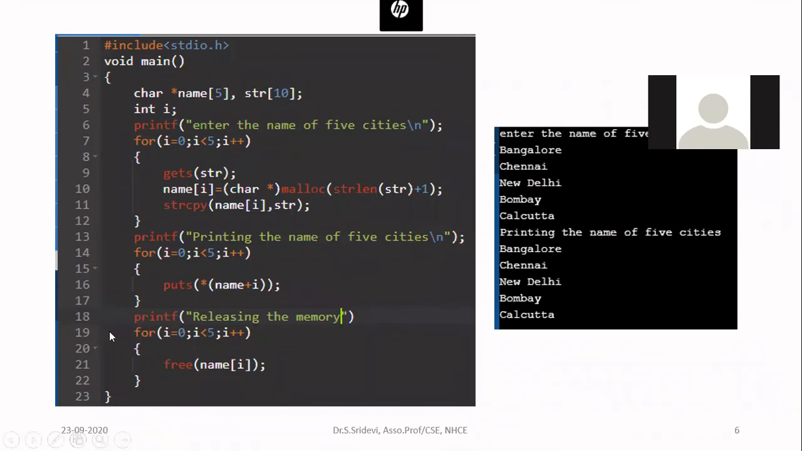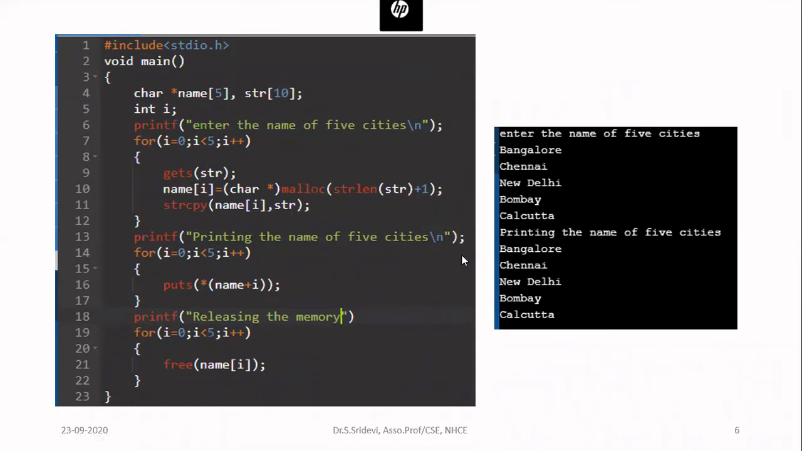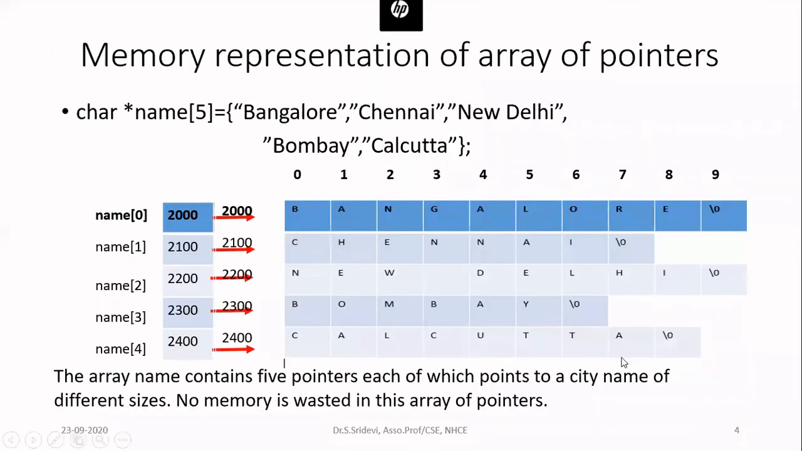And finally, what is the last step? Always when we allocate memory by dynamic memory allocation, since the memory is allocated in the heap area, the compiler will never take any step to release the memory. It is our responsibility. So now, what memory do you have to release? Let us see the diagram. So now you can see we have to release all these memories.